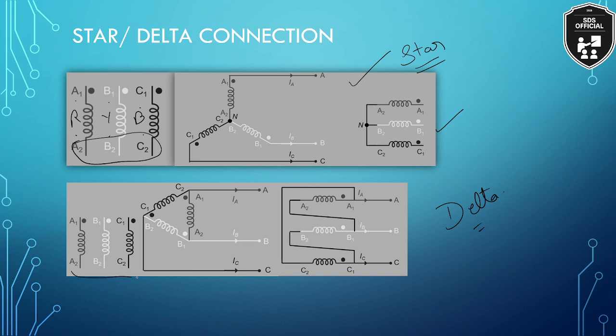So if these are the three windings, and we connect, let us say, A2 with B1, in this way, it will result in a delta-like connection. So A1 is connected to C2, A2 is connected to B1, and C1 is connected to B2. If we connect these three windings of the generator in this way, we will obtain a delta connection.